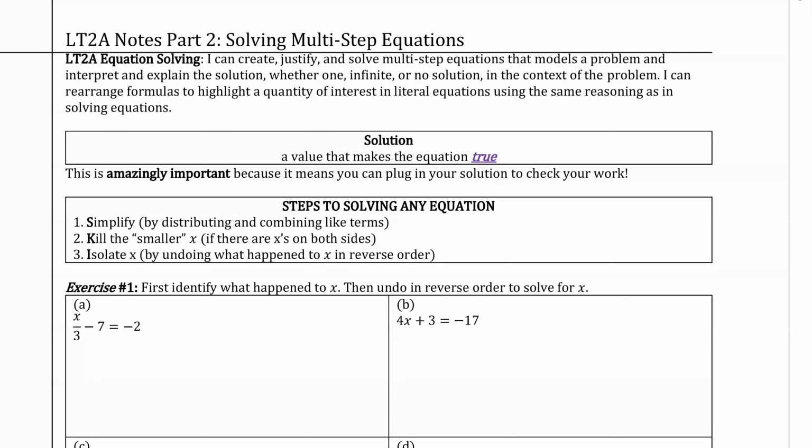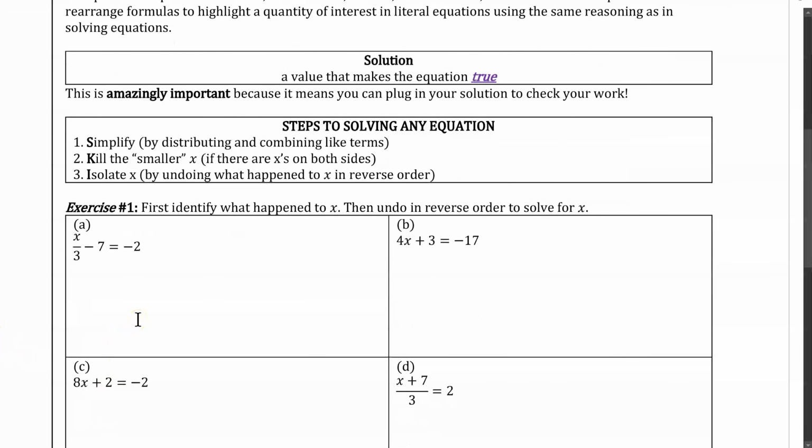Solving multi-step equations. Recall that a solution is a value that makes the equation true. This is amazingly important because it means you can plug your solution in and check if your answer is correct or not. Now, when it comes to solving an equation, I like to generalize it into 3 steps, but for today, we're going to focus on this 3rd step, which is to isolate x.